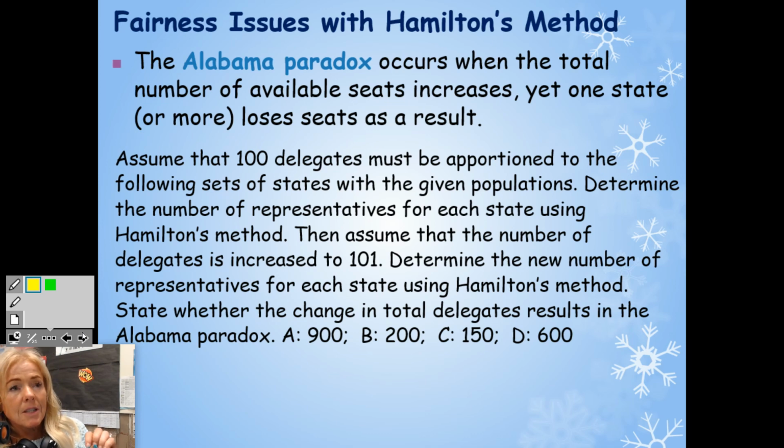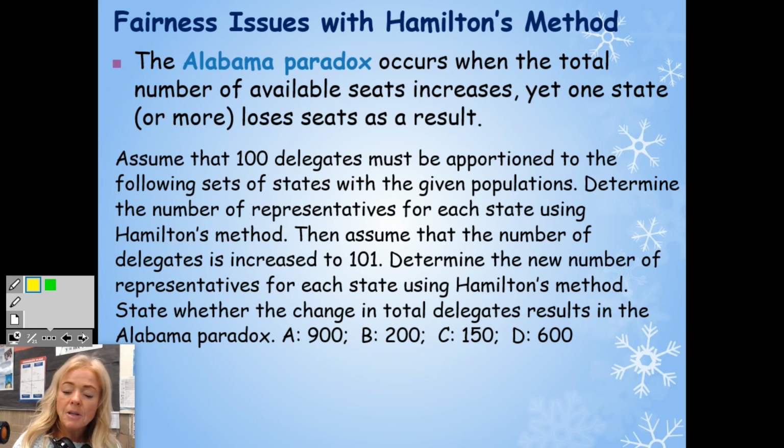And we have, in the end, 2 of the 10 states that should get 11 representatives, but 1 of the states went down to 9 representatives, so they lost a representative. Then the Alabama paradox has occurred. That means a state lost a representative by adding one more representative to the mix. And that's not good, because that's not fair to the state that lost a representative when one more was added to the pool. And that's the Alabama paradox.